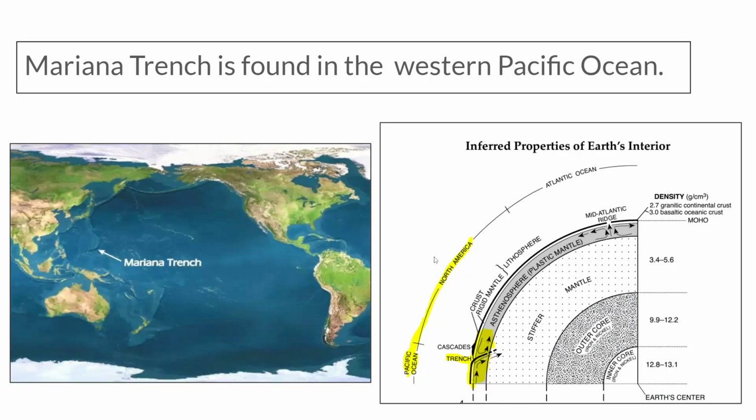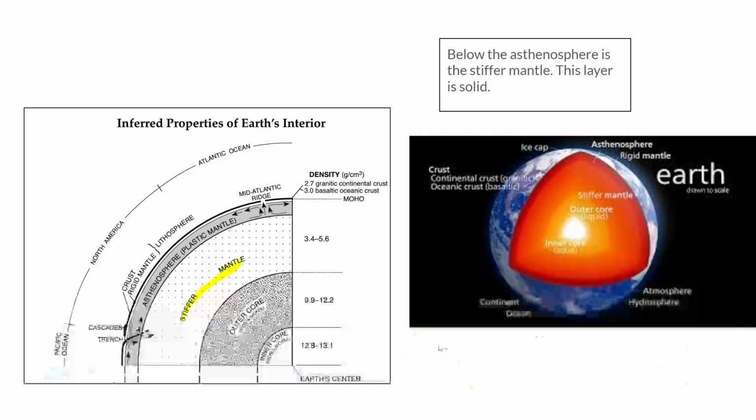So the Mariana Trench, as you can see, is found in the western Pacific Ocean. Now let's move on to underneath the asthenosphere. So underneath the asthenosphere, our mantle gets stiff again. It becomes solid, more solid.